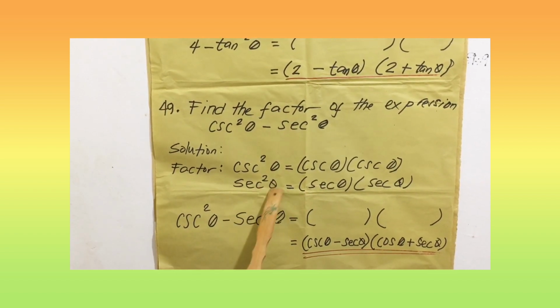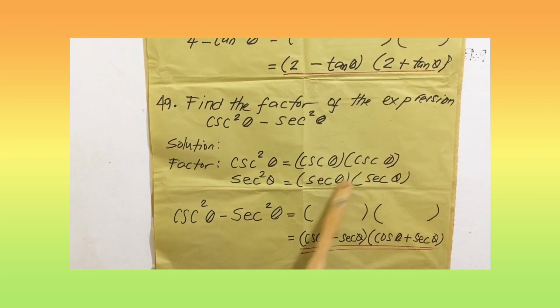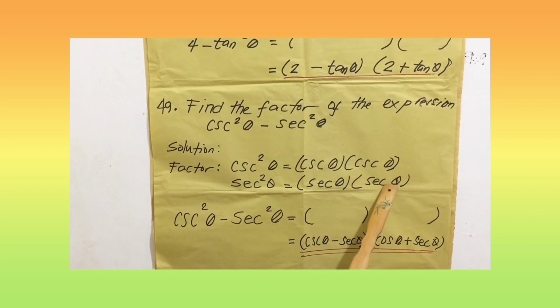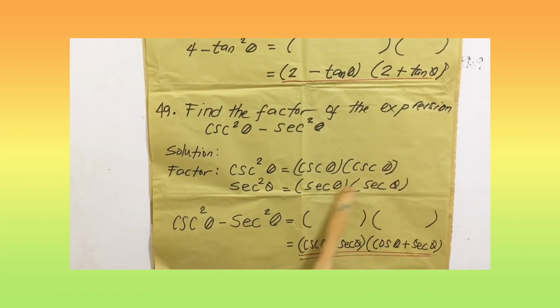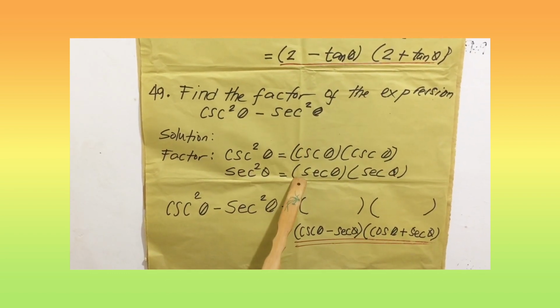Then secant squared theta, you have to do the factor, right? Just split this given into secant and secant. And if we multiply this, it becomes secant squared theta. So this will be the factor.